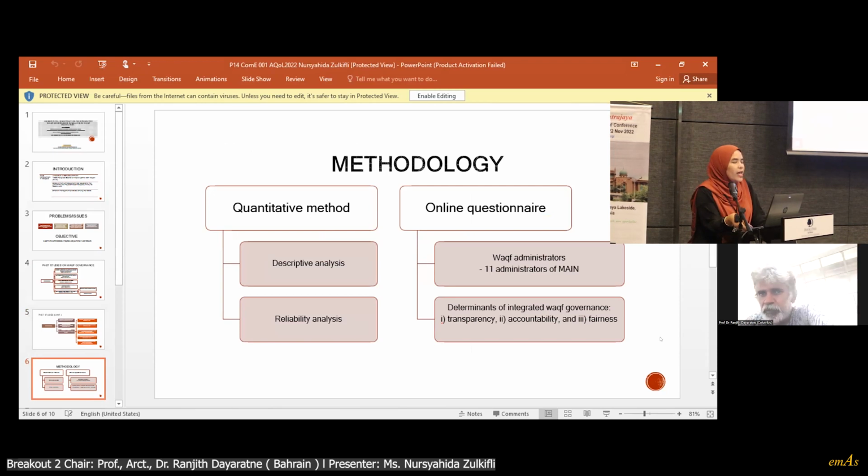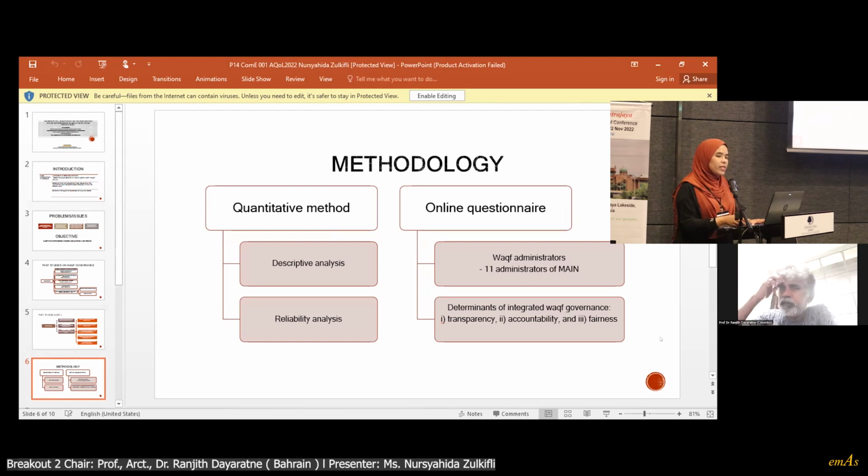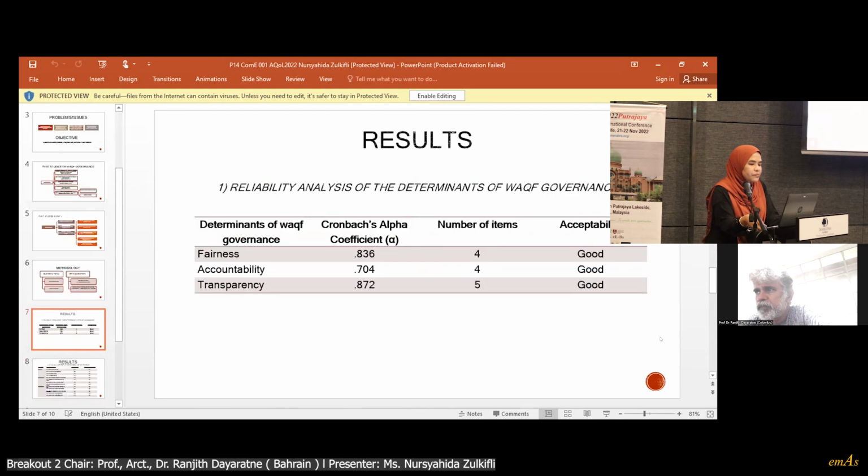Okay, Prof. Okay, so we distributed the questionnaire online. It involved the wakaf administrators in 11 Majlis Agama Islam Negeri, and the determinants of integrated wakaf governance, which are transparency, accountability, and fairness, measured using a 7-point Likert scale.